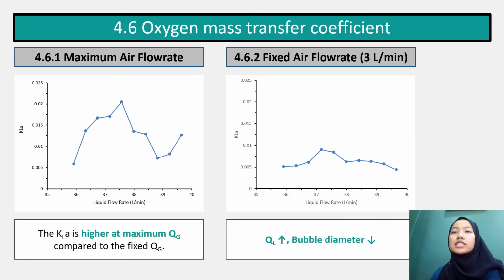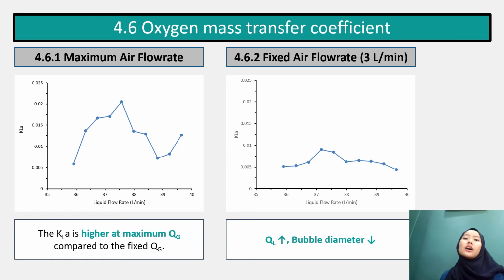The oxygen mass transfer coefficient. As you can see, this oxygen mass transfer coefficient is plotted using the equation that I mentioned previously. The first one is the maximum air flow rate, and the second one is the fixed air flow rate. An obvious conclusion that we can make is that at maximum air flow rate, the mass transfer coefficient is much higher compared to the fixed air flow rate.